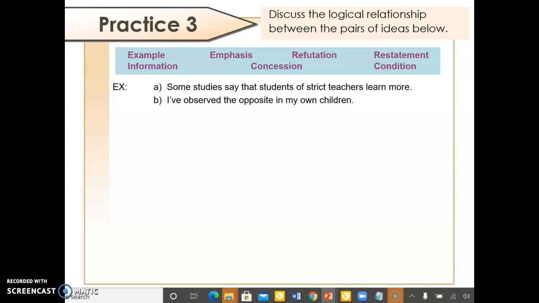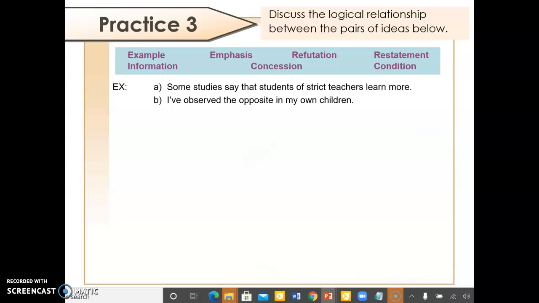Now we are ready to work on an exercise in which you need to think about the logical relationship between ideas. When deciding to use a transition of example, information, emphasis, concession, refutation, restatement, or condition, what you want to think about is what is the logical relationship between the two ideas that I want to connect. This is the most important thing about deciding which kind of transition to use.